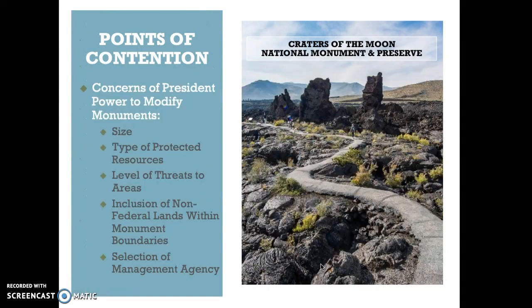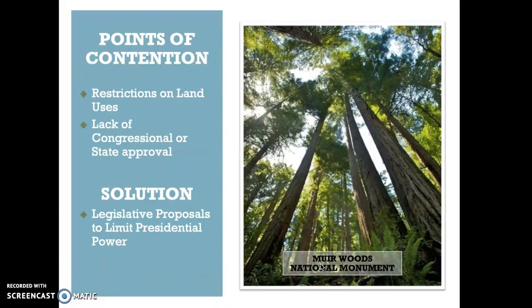In continuing, some of the other points of contention are the fear that this law gives a president too much power to simply modify the size, type of protected resource, not to mention determine the level of threat to an area, the inclusion of federal land within a monument's boundaries, the selection of the management agency for the land, the restriction on the land use, and lastly, the lack of congressional or state approval for each and every state.